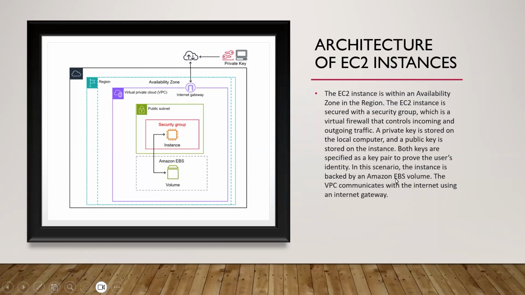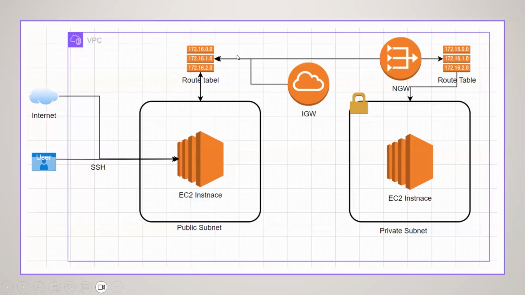In this scenario, the instance is backed by an Amazon EBS volume. The VPC communicates with the internet using an internet gateway in this architecture. This is the type of architecture we'll be creating, right? If we go to next, we'll see the whole diagram and how this will look. We'll have a VPC that we create, with two subnets, a public subnet and a private subnet. You see the public subnet here and the private subnet.